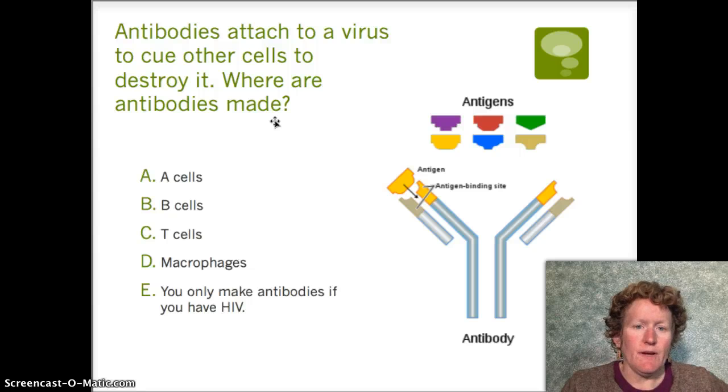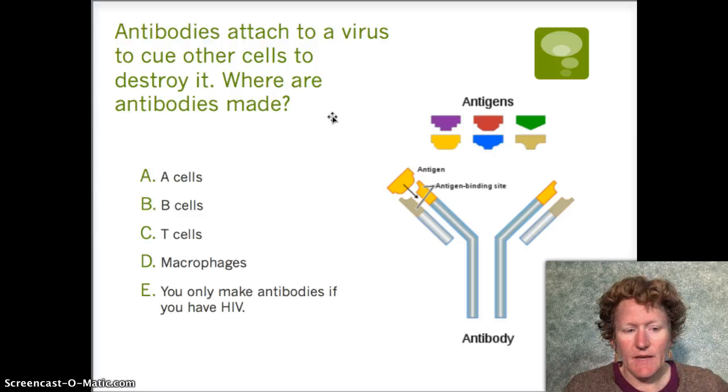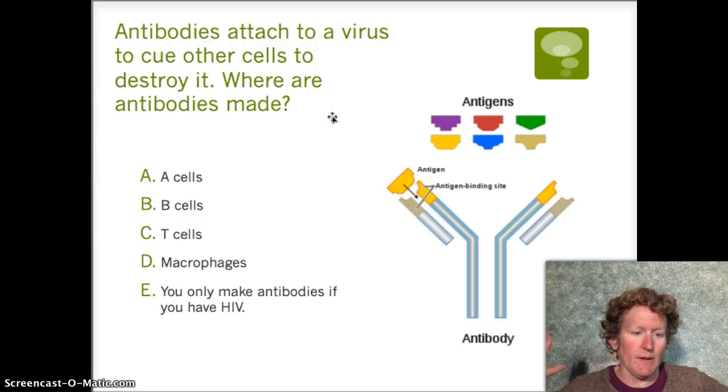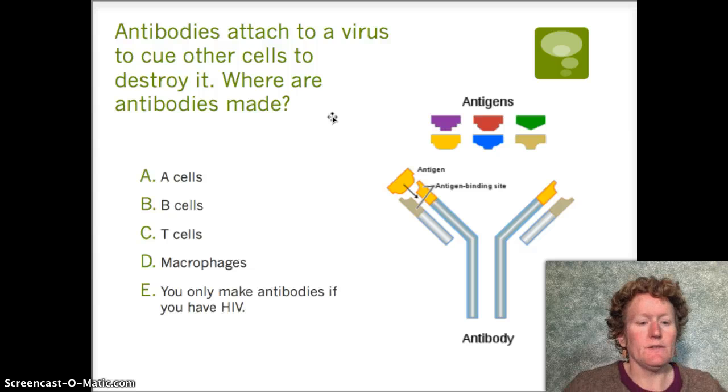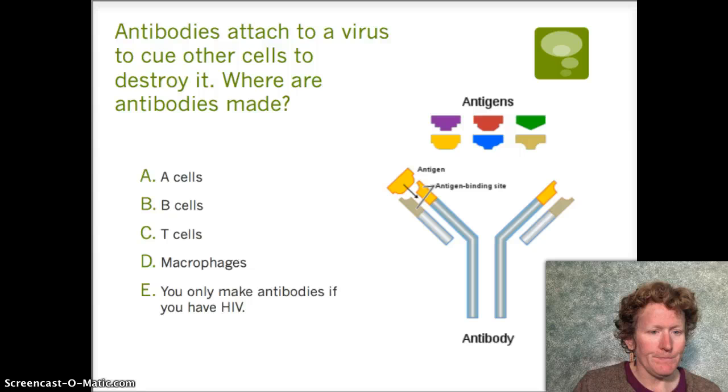Antibodies attach to a virus to cue other cells to destroy it. Antibodies don't actually destroy a cell in itself. A lot of people have struggled with that idea. Antibodies are just tags. They're like a big sign your body smacks on a foreign invader going, "Destroy me," and then other cells come along and munch it down.